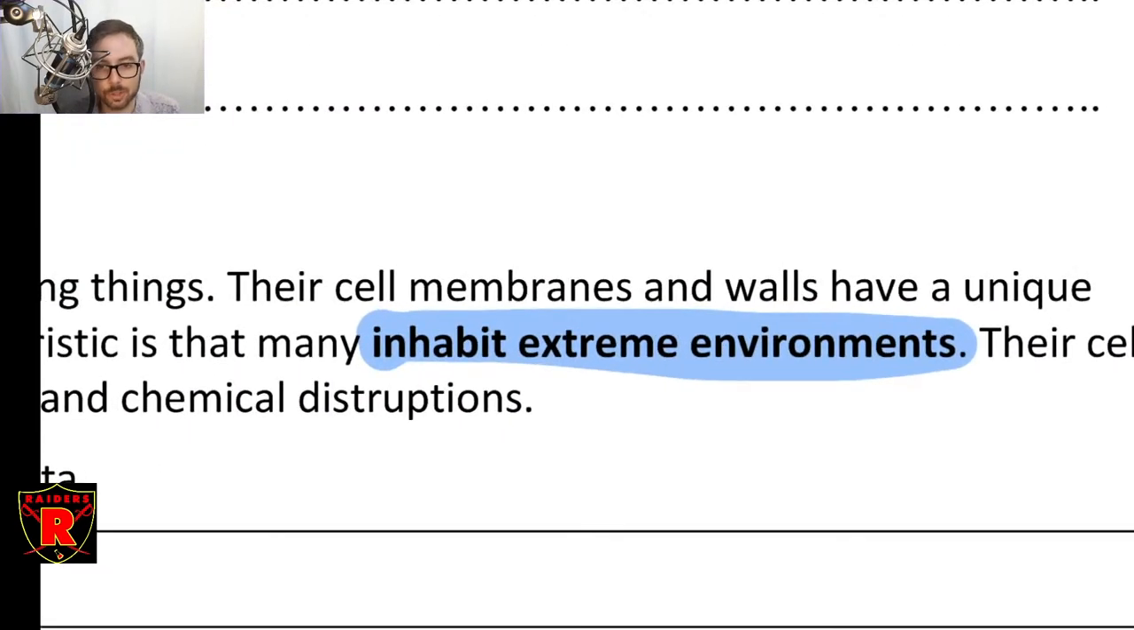The other thing that is largely different between the two groups is archaea have a tendency to inhabit extreme environments, and they're usually named based on their particular extreme environment adaptation. And in my opinion, this is what makes them so cool, because the places that they live are places where you're like, well, nothing lives there except archaea. Archaea is like the exception.